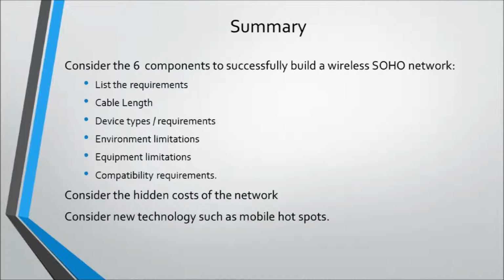List the requirements. Determine the cable length, the device types and requirements, the environmental limitations, equipment limitations, and compatibility requirements. Consider the hidden costs of the network, and consider new technology that might be available, such as mobile hotspots.